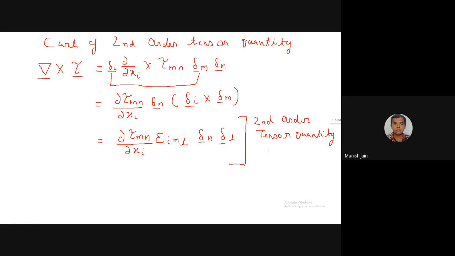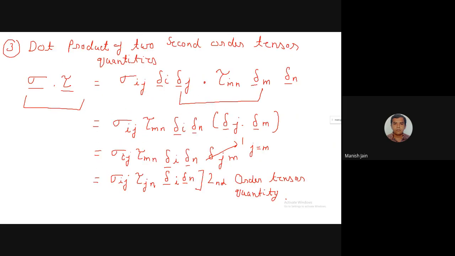Because this is a second order tensor quantity, the curl of a second order tensor is a second order tensor quantity. This operation is possible in the real world, but you will not find such an operation in transport phenomena. In heat transfer, mass transfer, and fluid mechanics, you will not find such an operation. You may find it in other fields of engineering, like electrical engineering or electronics. But in mass transfer, heat transfer, and fluid mechanics, you will not find the curl of a second order tensor field. This is all about the mathematical operations.